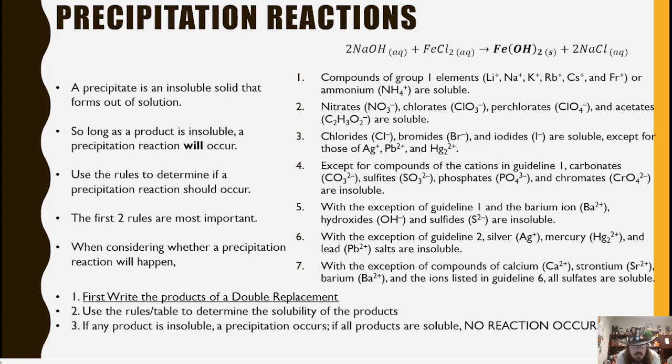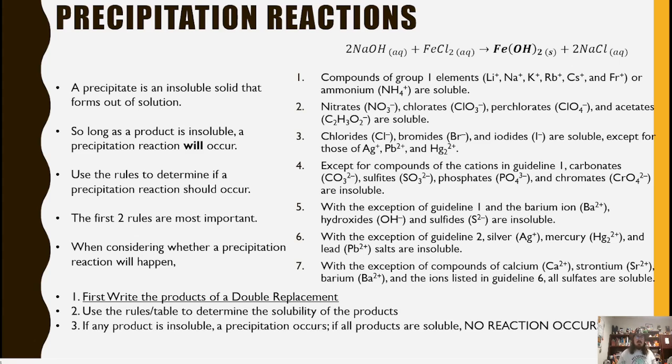Now, there are some rules. There's also a table that will help you. Rules that will determine whether precipitation reactions should occur. The only two rules that are super duper important, because most of the time you'll get the table, is Rule 1 and Rule 2. These are the always rules.